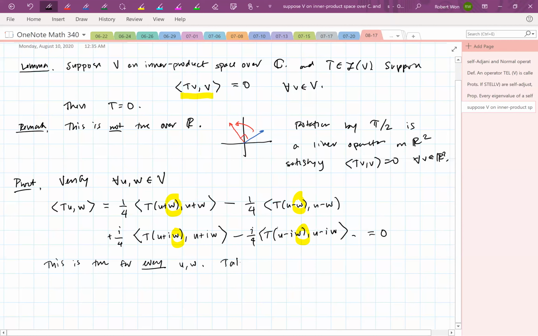So just take W to be T of U. Fix a U and take W to be T of U. What this says is that the inner product of TU and TU is zero. But this is the norm of TU squared. So the norm of TU is equal to zero, which means that TU is equal to zero for every U. In other words, T is the zero map.